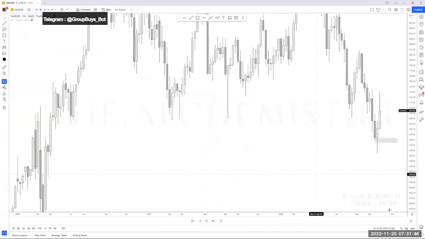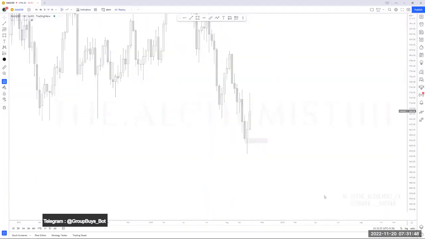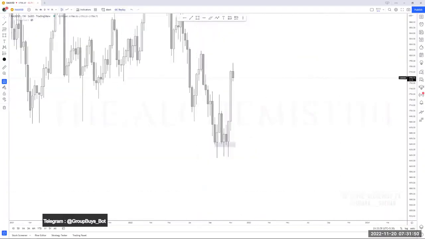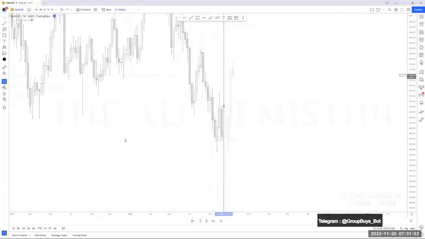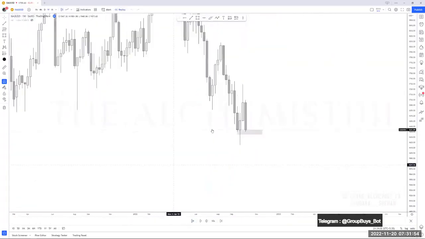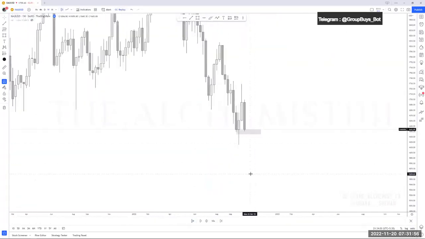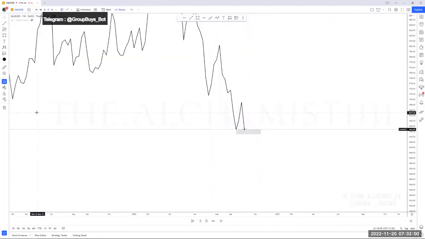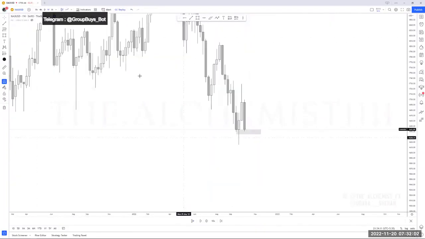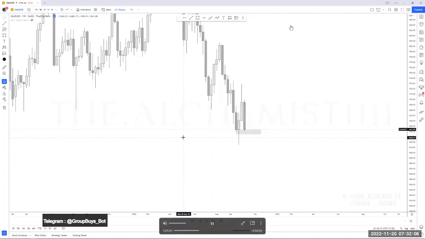Let me put the replay tool here. Actually, let me show you what has happened. The market has closed above the weekly support. See that? Use a line chart, you'll see it very clearly. It never went below it. So which means a new weekly to weekly bullish storyline is in play.